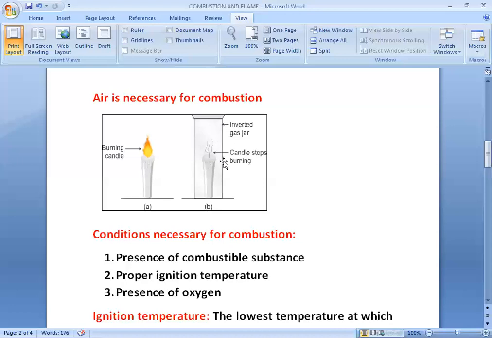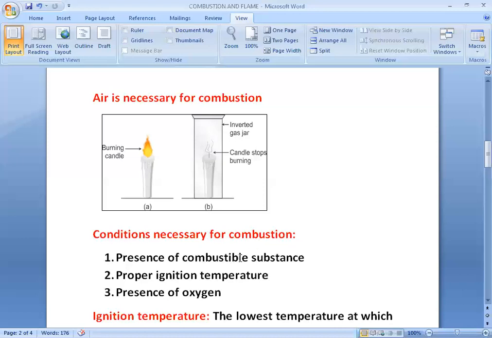Okay, so why is it happening? Because when you inverted a glass jar over it, now there is no air present inside it. No air means no oxygen is there. Therefore, the candle stops burning. It means the air is necessary for combustion. Okay. Now, we will study the conditions necessary for combustion. What are the conditions that are necessary for combustion?